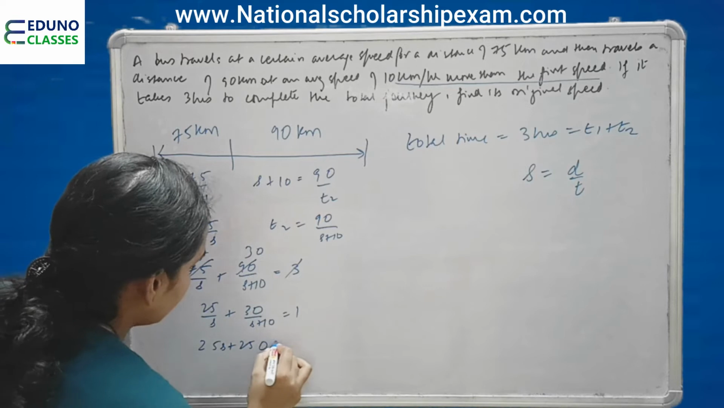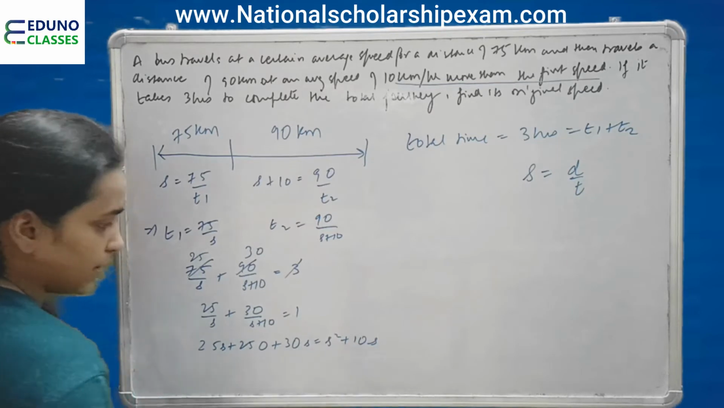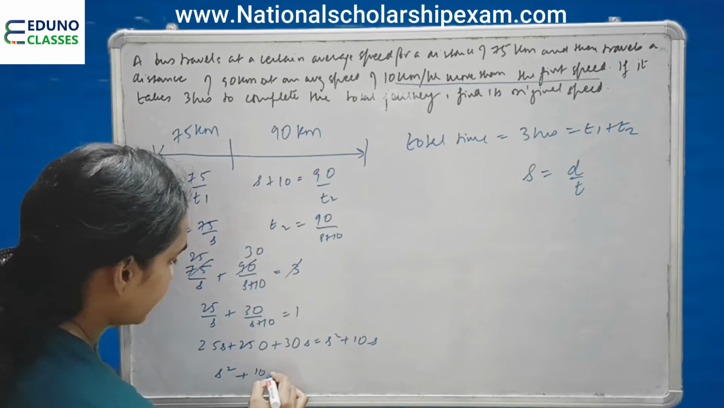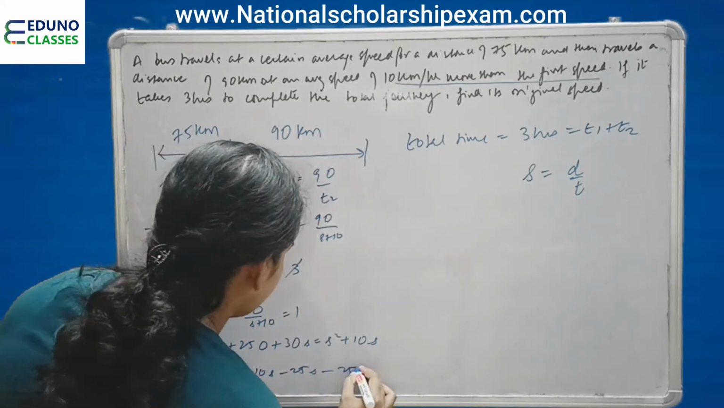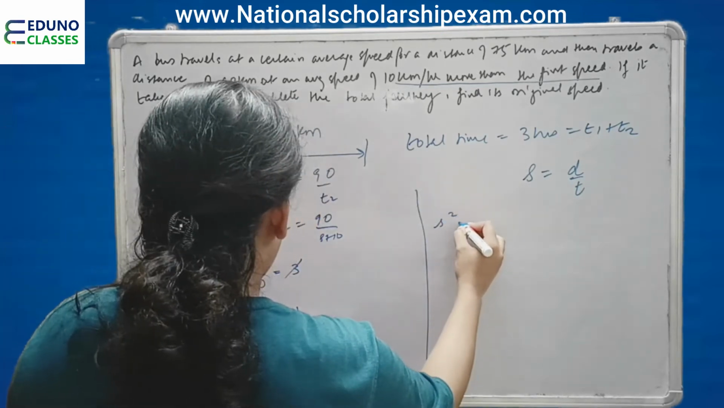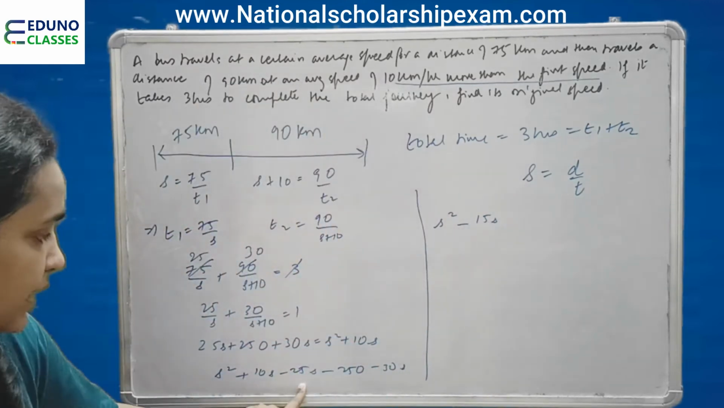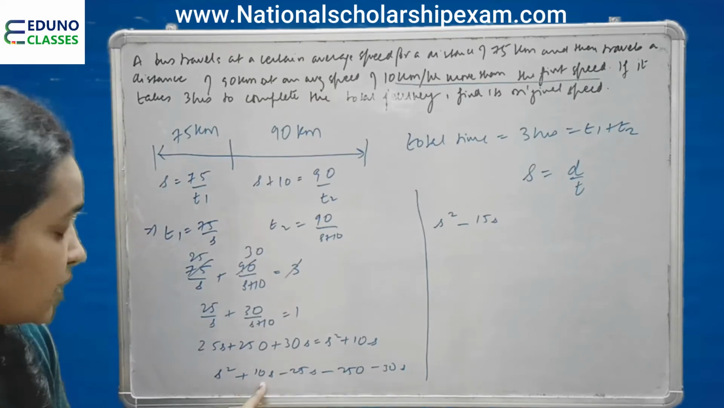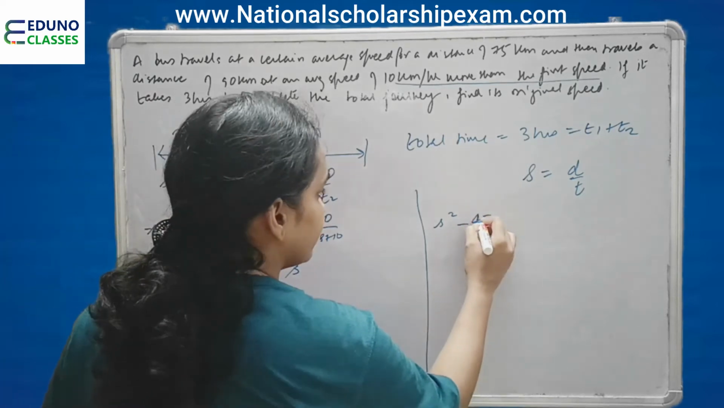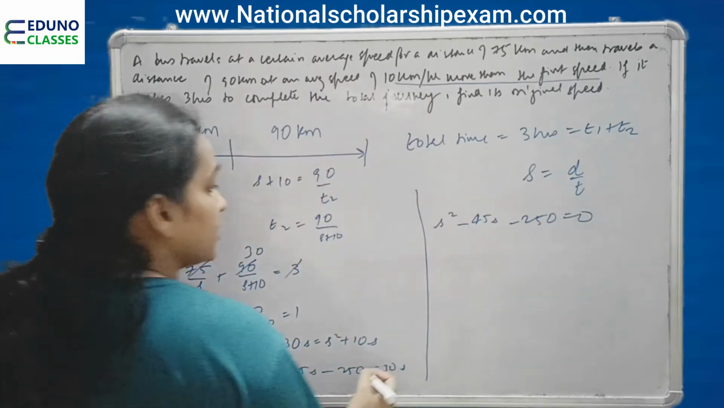25S plus 250 plus 30S is equal to S square plus 10S. It is S square plus 10S. Now S square plus 10S minus 25S minus 250 minus 30S. Now we get S square, sorry, 10S minus 25S, and then here I have minus 30. So 10S minus 25S would give me minus 15, and then minus 30 gives minus 45S, and then the constant 250 is equal to 0.